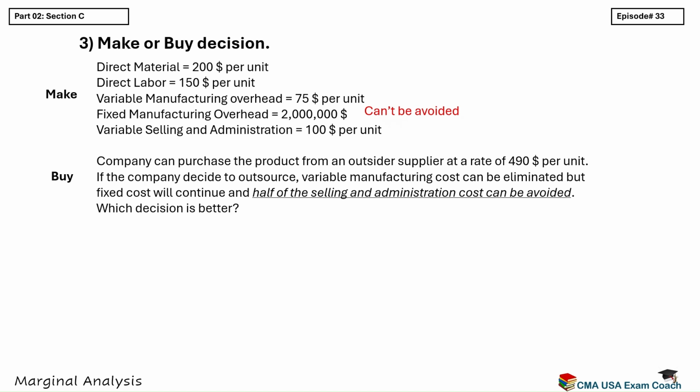Now the company has an option. They can buy this product from an outside supplier for $490 per unit. So, which choice should they make? Should they keep making the product internally or buy it from outside?